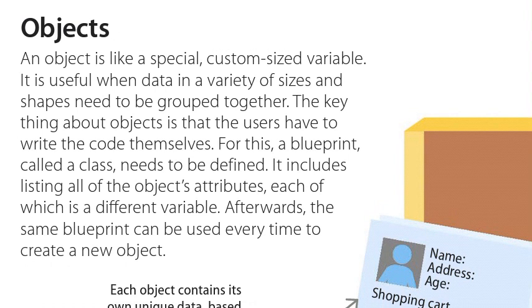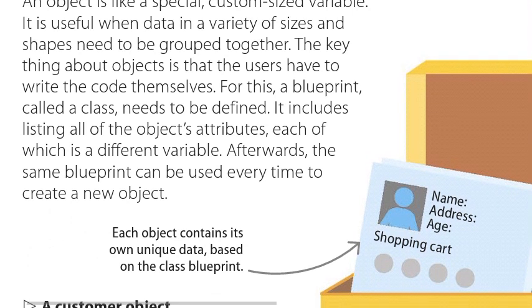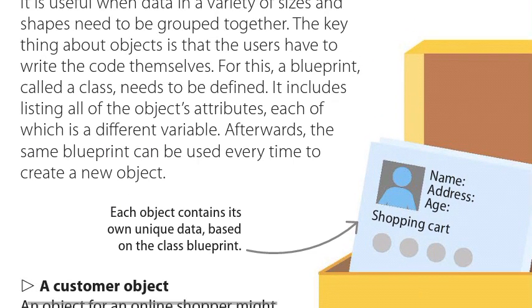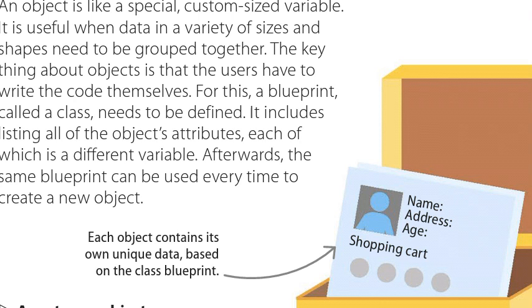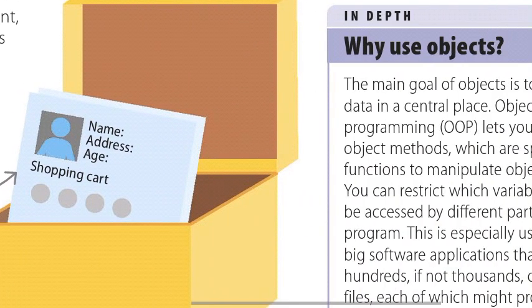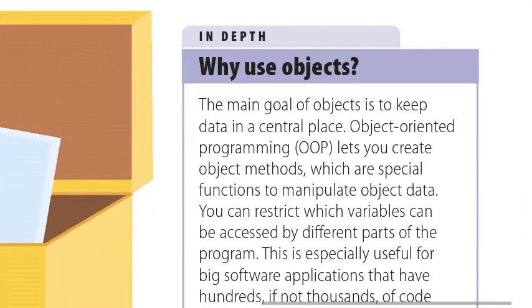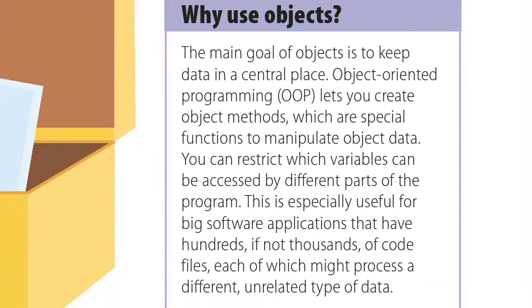It includes listing all of the object's attributes, each of which is a different variable. Afterwards, the same blueprint can be used every time to create a new object. Each object contains its own unique data based on the class blueprint. You can also see why we use objects. The main goal of objects is to keep data in a central place.